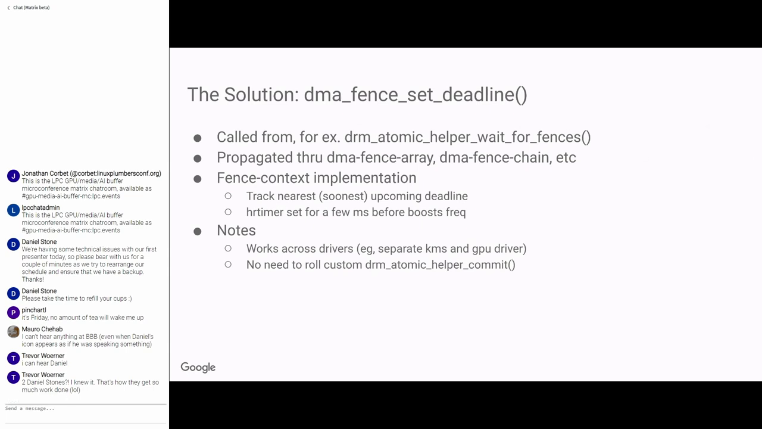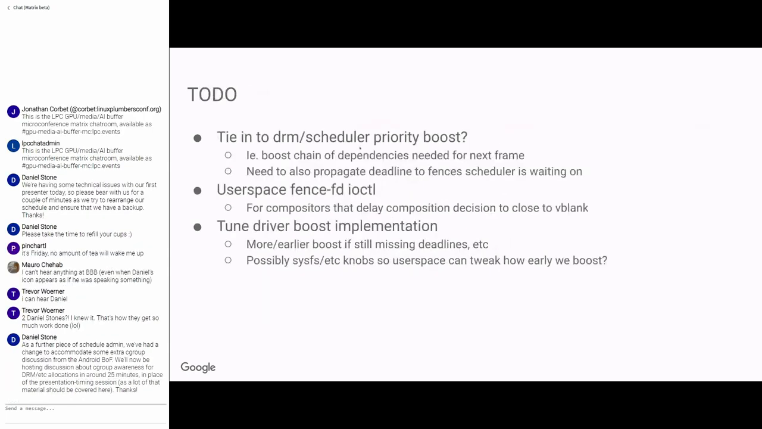And I guess next slide. And a few remaining things to do. Daniel Vetter had wanted to also tie this into DRM scheduler priority. So when you have more complex use cases, say multiple applications using the GPU at once but only one of them is on screen, maybe you want to give priority to the thing that the page flip is waiting for.